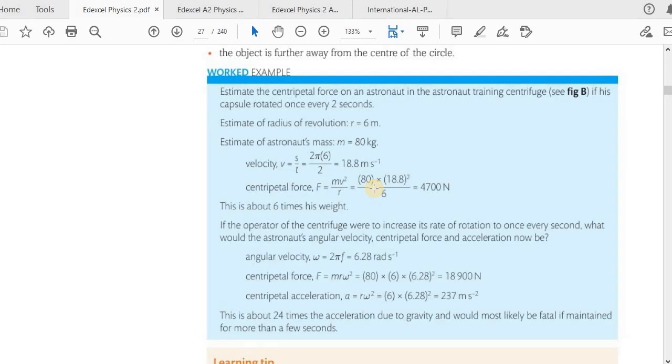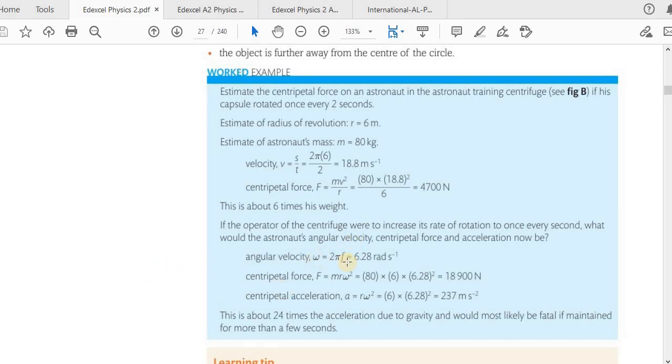m is the mass of the astronaut, v is 18.8, then r is 6. So we get this. This is about 6 times his weight. So he will experience a force about 6 times his weight. If the operator of the centrifuge were to increase the rate of rotation to once every second, so it takes 1 second to complete one rotation, what would the astronaut's angular velocity, centripetal force and acceleration now be?